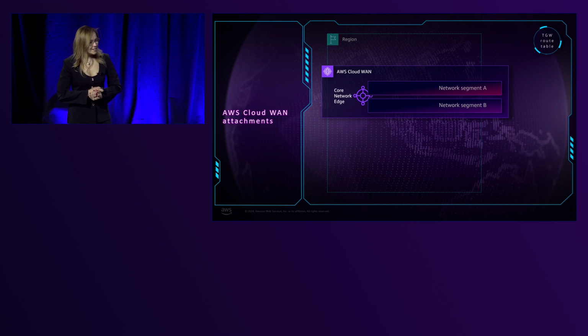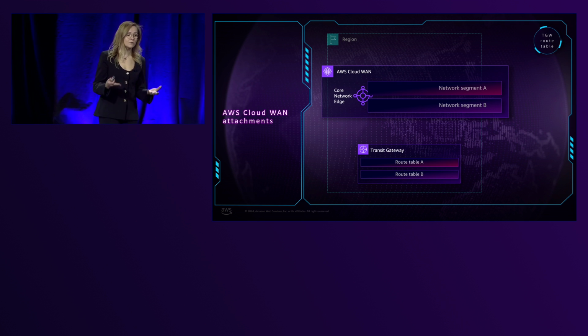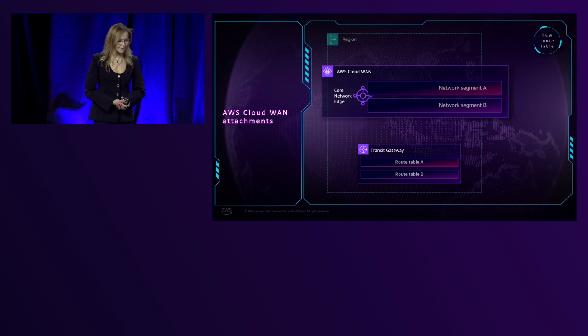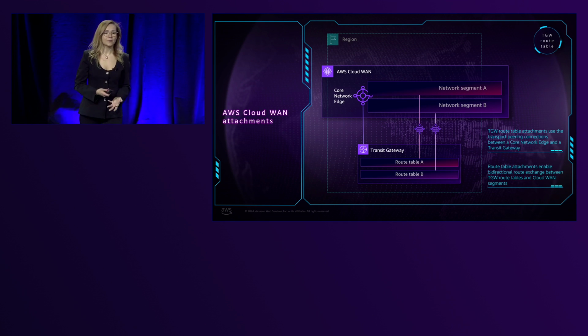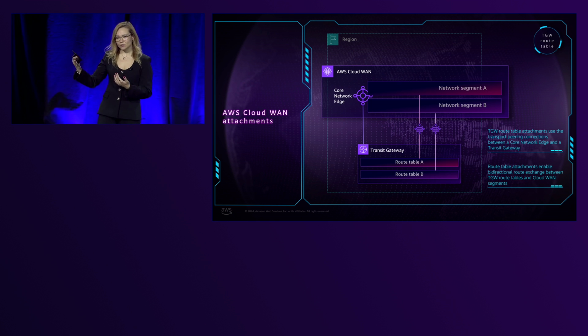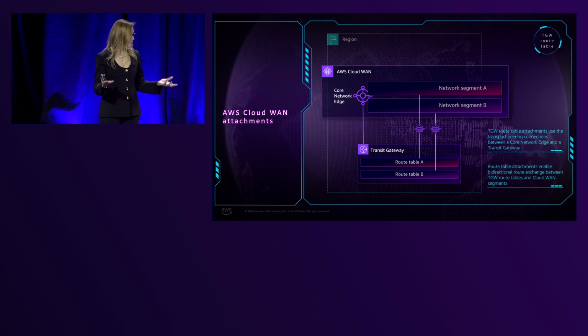Now, TGW route table attachment. This is an attachment type that is here to simplify migrations and integrations with your existing transit gateway environments. It requires a transit gateway to core network peering, as well as each route table on the transit gateway to be attached to a core network segment. You can choose which route tables you extend into your core network.